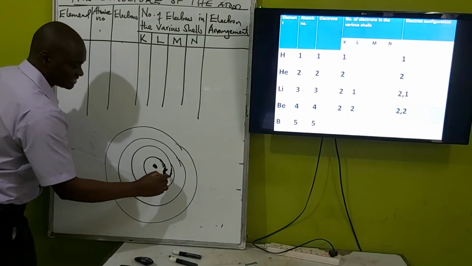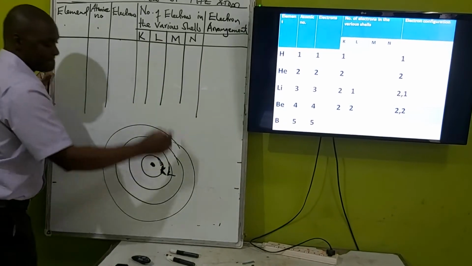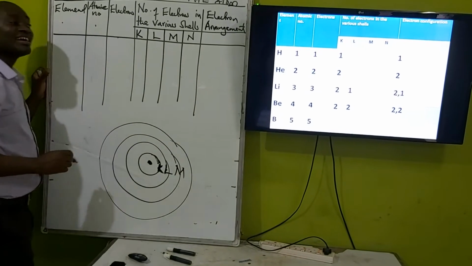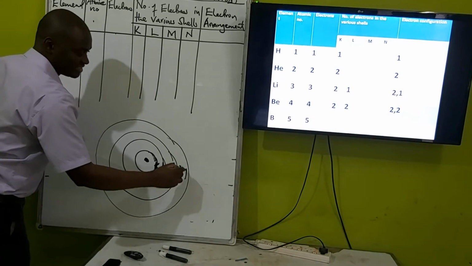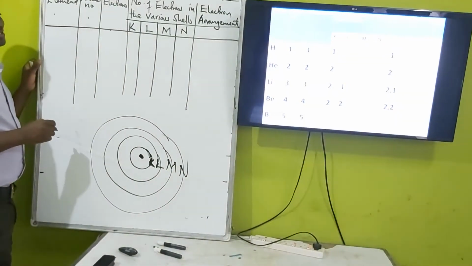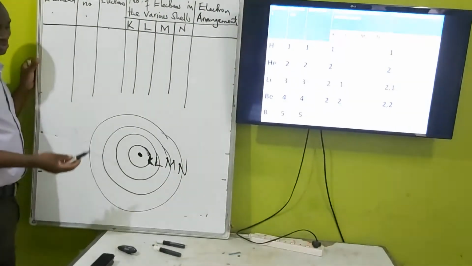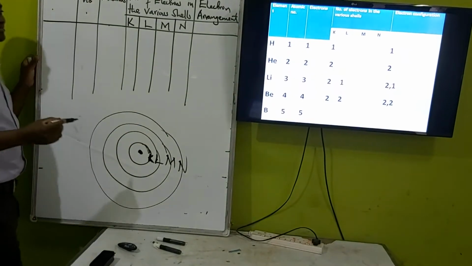L is the second one. M is the third one. N is the fourth one. So we are going to distribute the electrons in these energy levels.